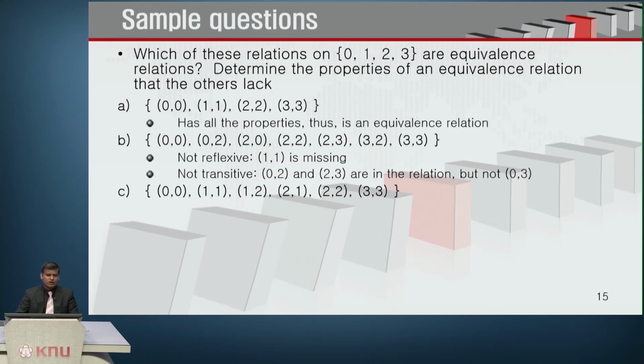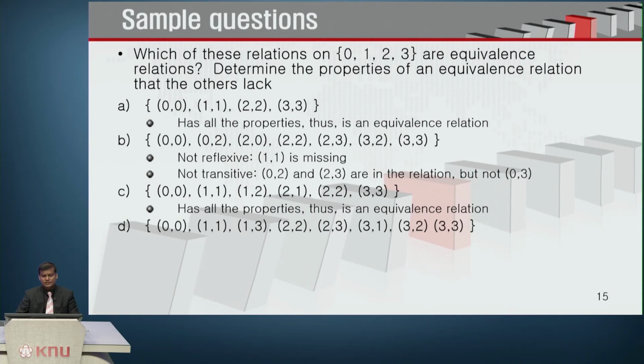Again, consider this one ordered pair set in which 0,0, 1,1, 1,2, 2,1, 2,2, 3,3 is there, and again it has all the properties of equivalence relation. So if you want to really see it visually, in fact you can draw a graph using the nodes 0, 1, 2, 3 and try to put all the connections between them. In fact you can graphically see their relation.